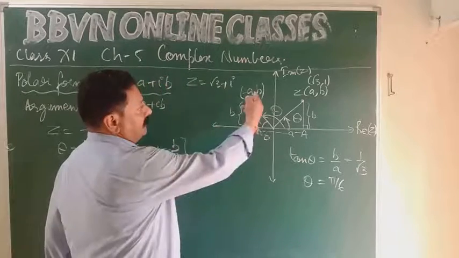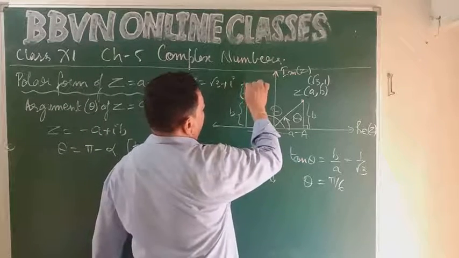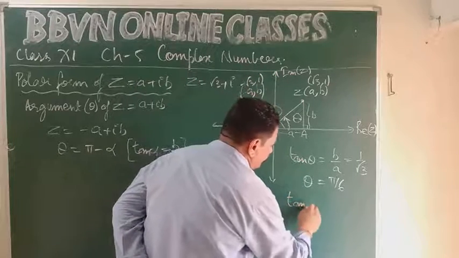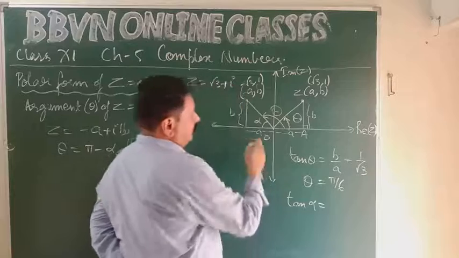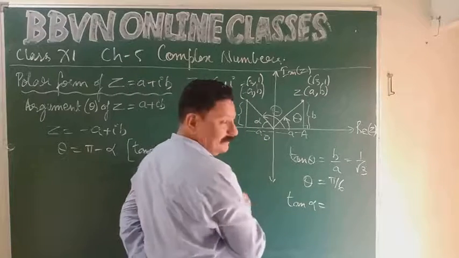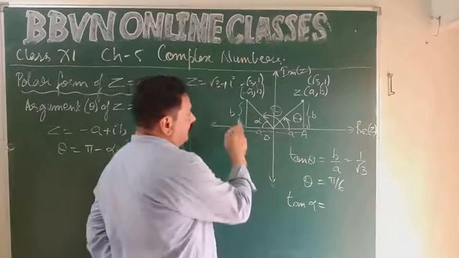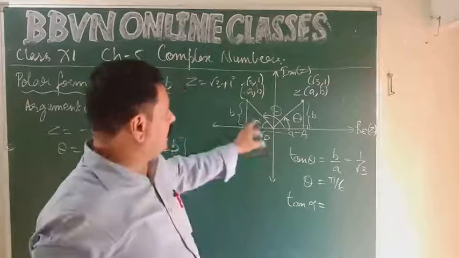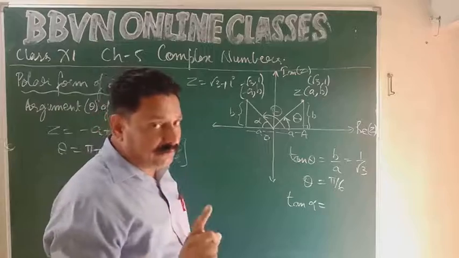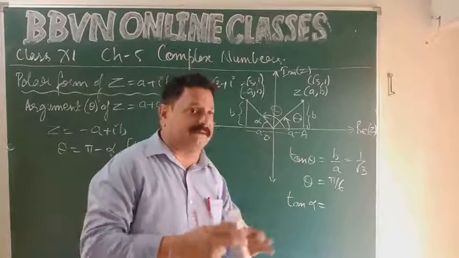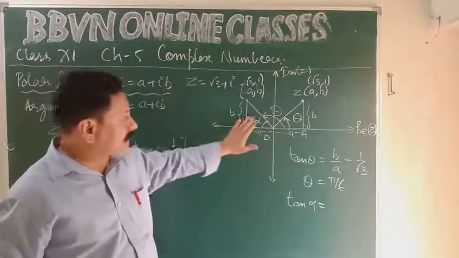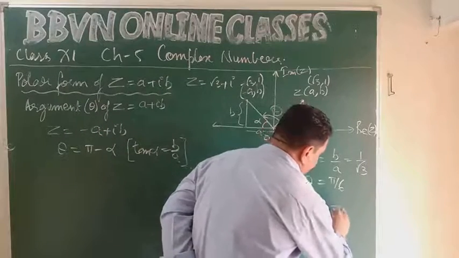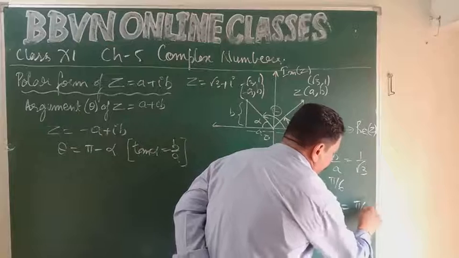So suppose same consider करते हैं ये minus under root 3 comma 1. So tan alpha equal to perpendicular upon base. What is this? A is under root 3 units. Now I am not taking negative. Negative सिर्फ ये बता रहा है कि which quadrant it is. Just talking about the triangle. So tan alpha equal to 1 upon under root 3. That is pi by 6.